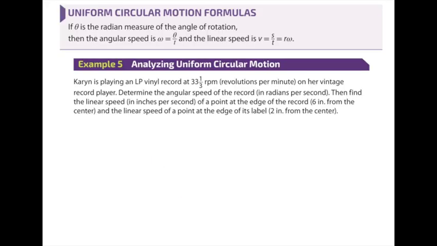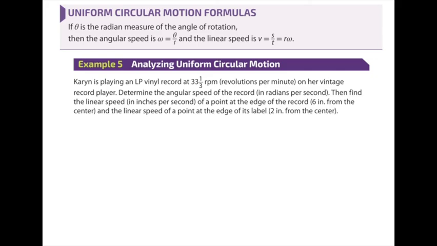So, uniform circular motion. It analyzes the linear and angular speeds of an object. Those are two different things. Linear speed is how far it's actually traveling if you were to stretch it out with a string. Okay, that's linear speed. We think that linear speed is what we use for like miles per hour, right? That's how far we're traveling down the road. That's your linear speed.